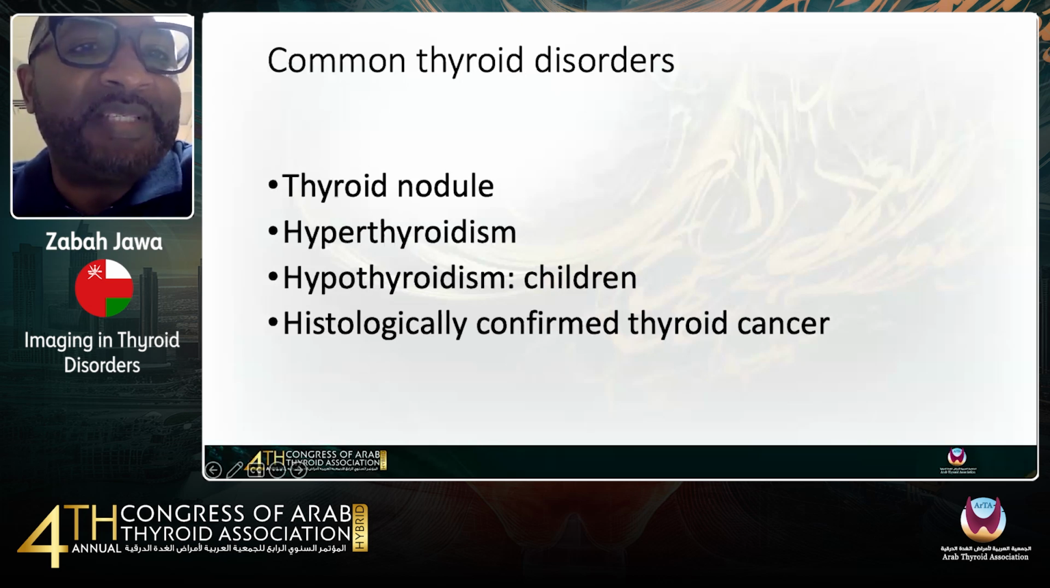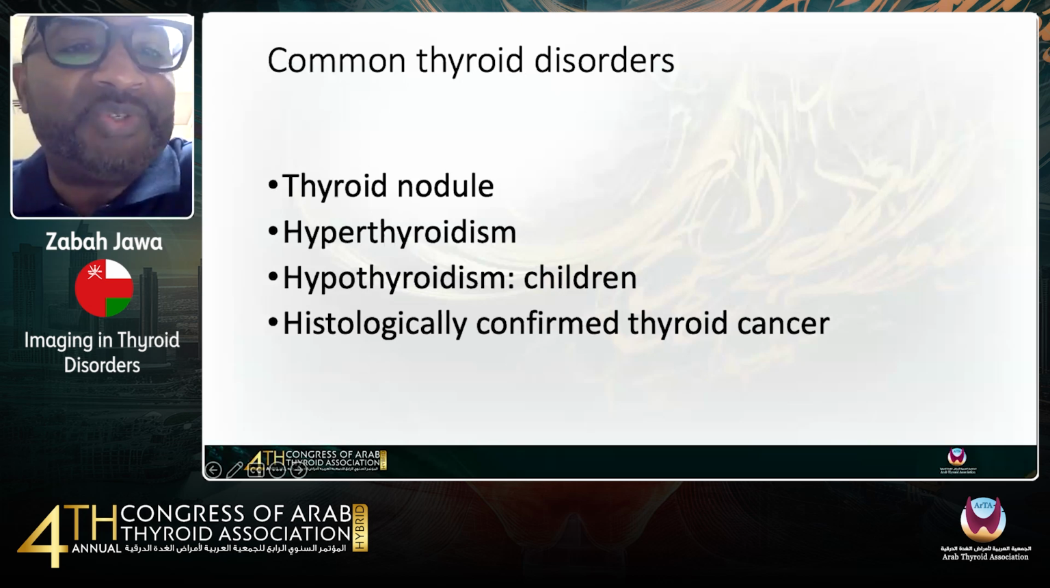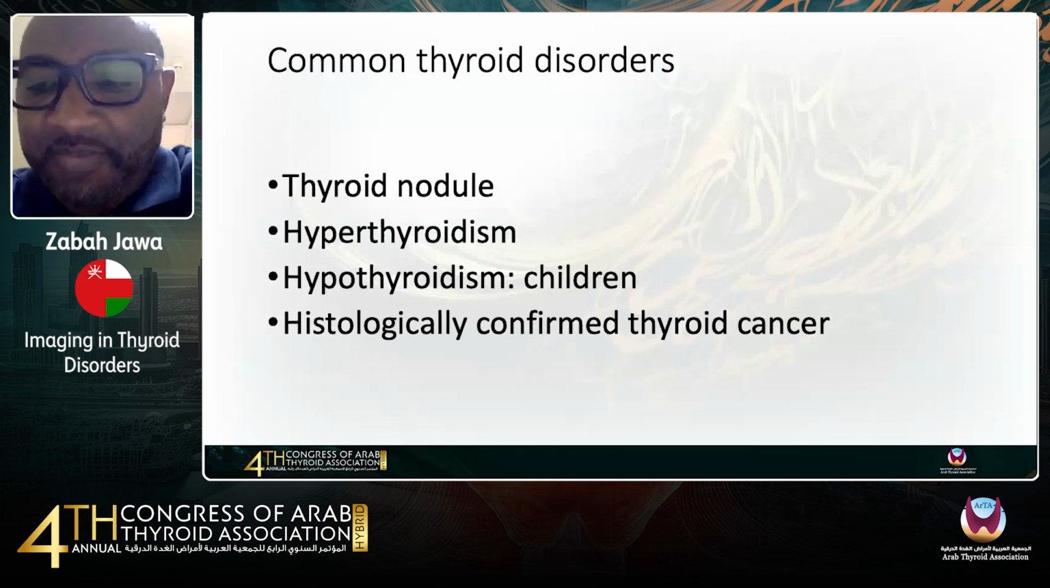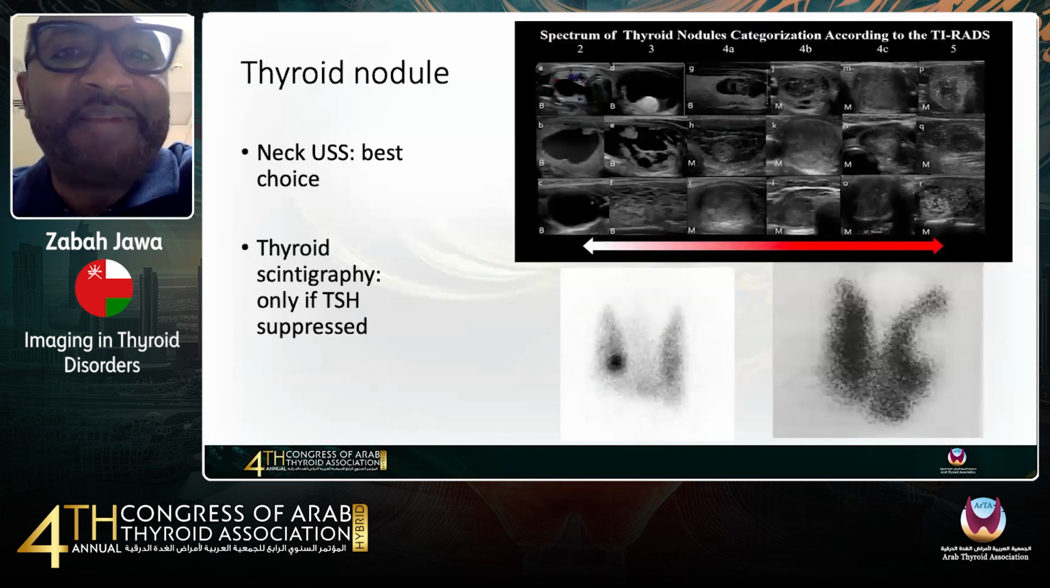I'm sure the most common that we see is patients with thyroid nodule. Then again, we have patients with hyperthyroidism and hypothyroidism, particularly in children, and patients who are histologically confirmed with thyroid cancer. So these are the four clinical questions that we usually encounter in our clinical practice. For thyroid nodule, ultrasound is the most important and best choice imaging modality.